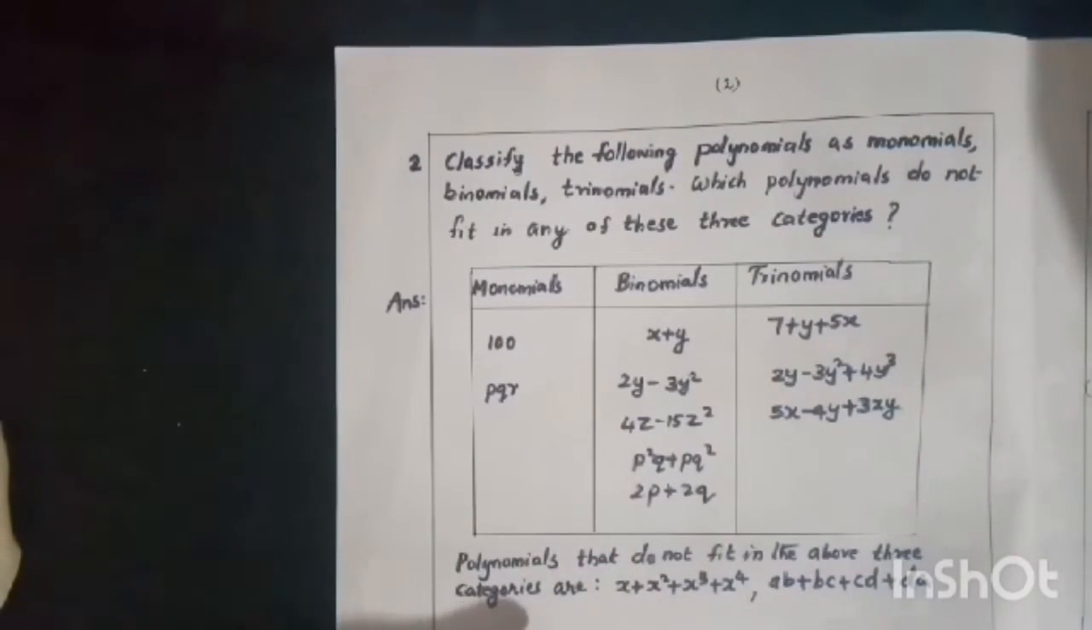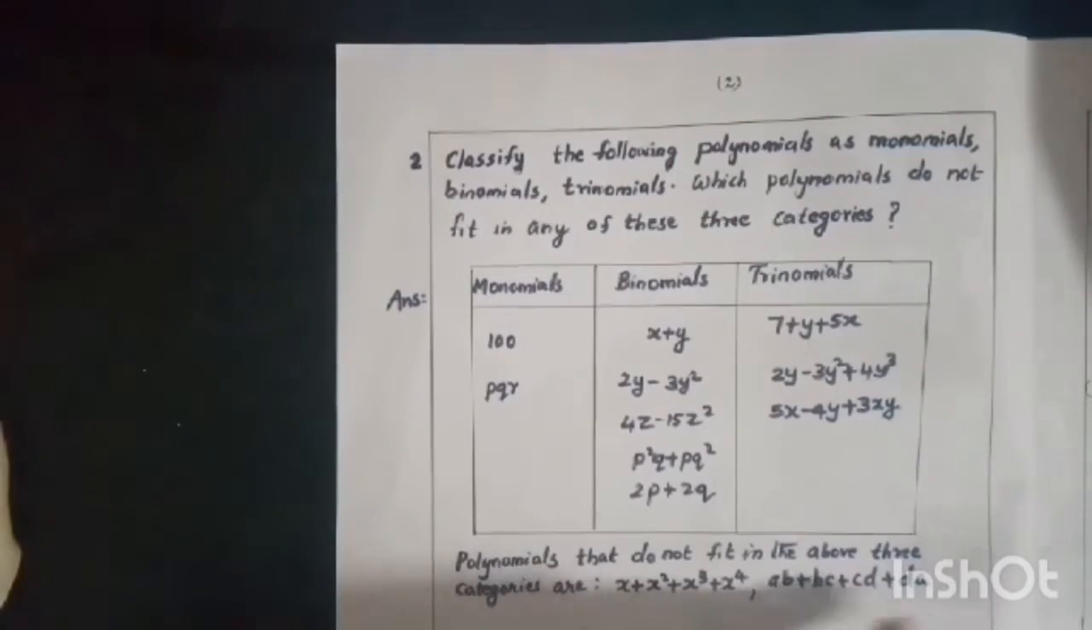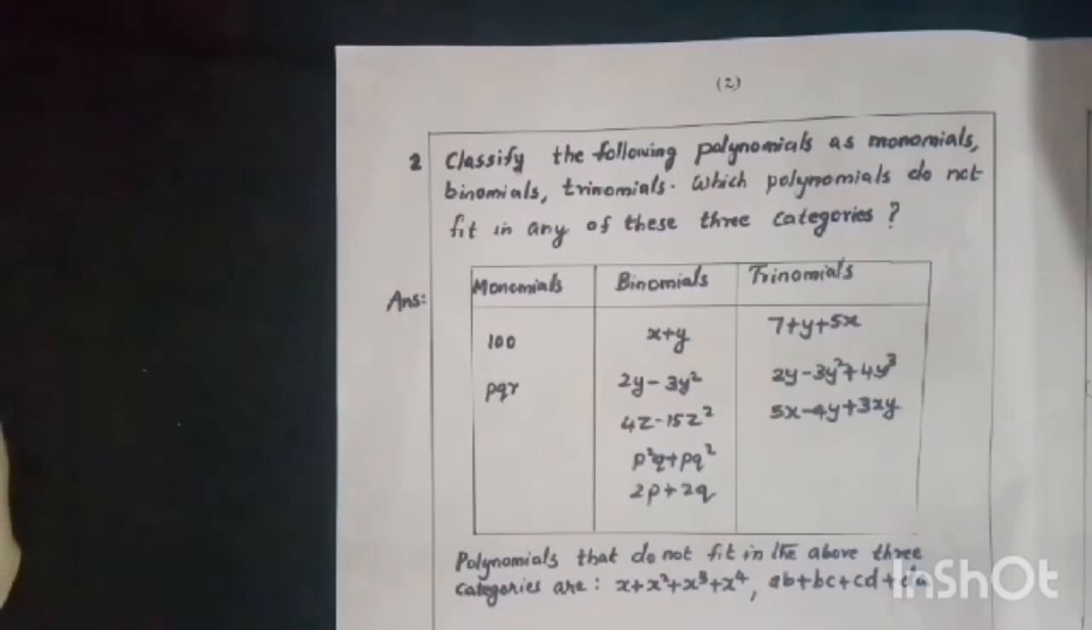And among that, there are two algebraic expressions which do not fit in any of these categories. That is, polynomials that do not fit in the above three categories are x plus x square plus x cube plus x raised to 4. Here 4 terms are there. So, it does not fit in monomial, binomial or trinomial. And next it is AB plus BC plus CD plus DA. There also you can see 4 terms. So, that also does not fit in the three categories.